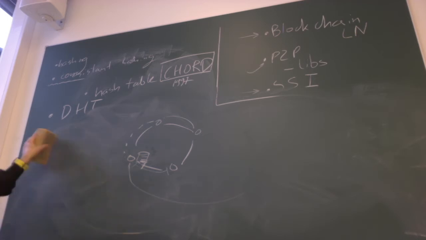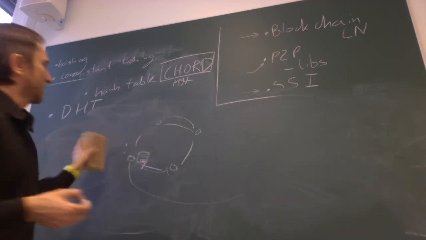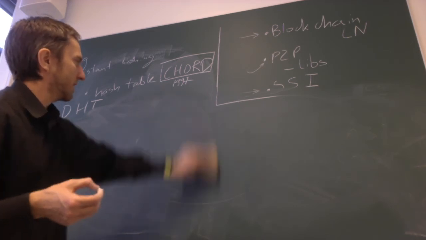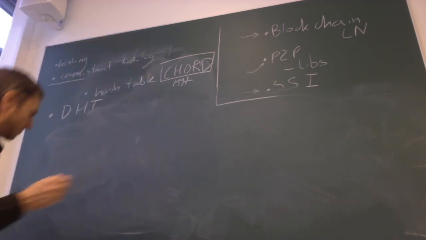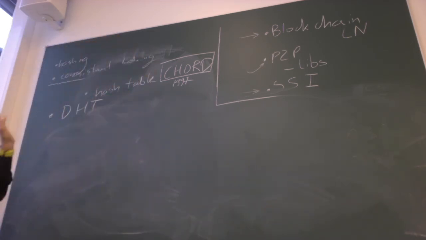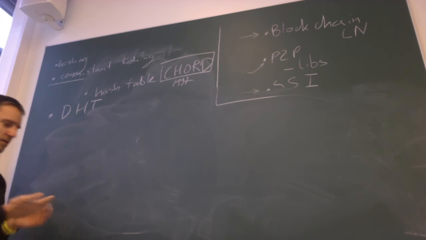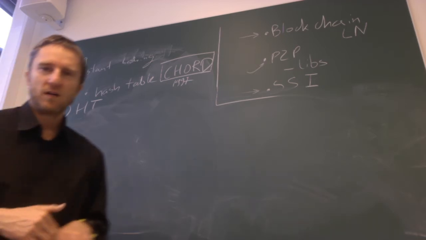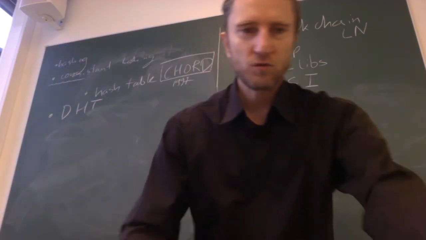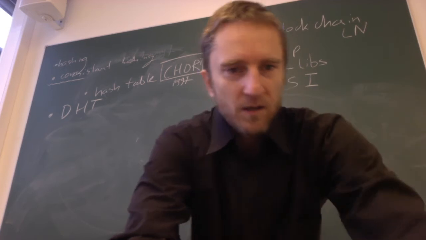So let's have a short break. We covered hashing, we covered consistent hashing, and we covered Chord and a distributed hash table, right? So I will talk a little bit about consensus and about blockchains, using the terminology that we have developed so far. So let's have a short break. 10 minutes.